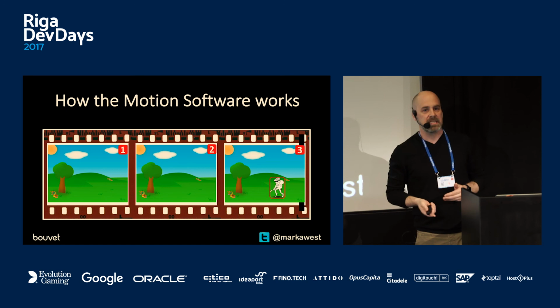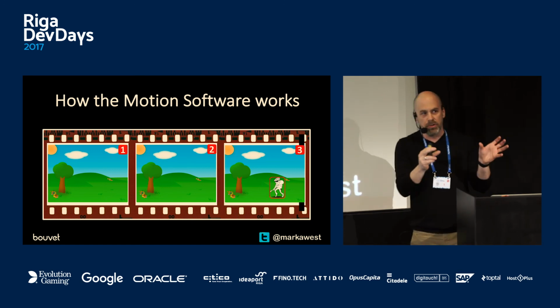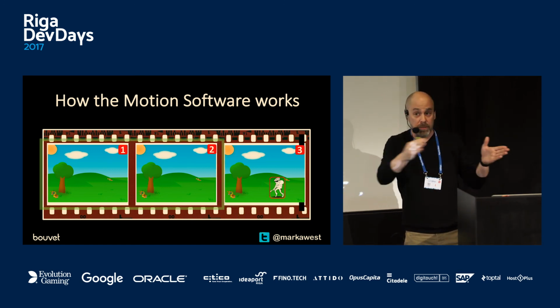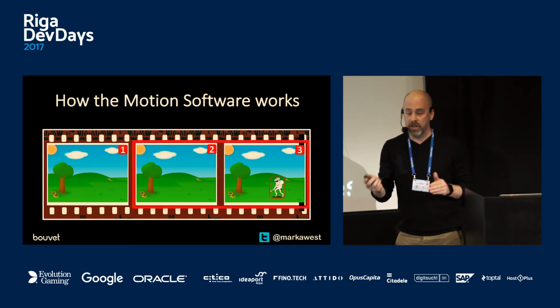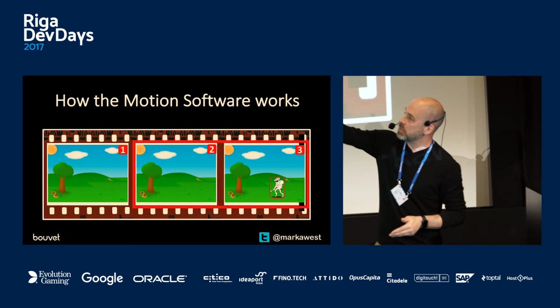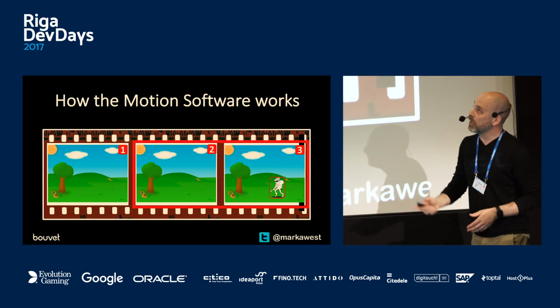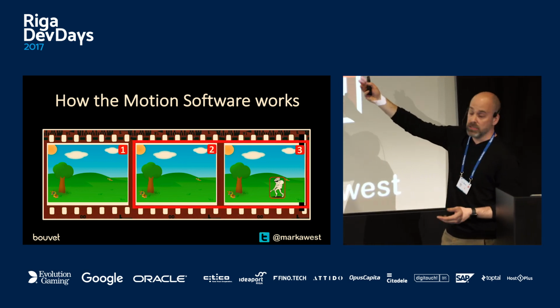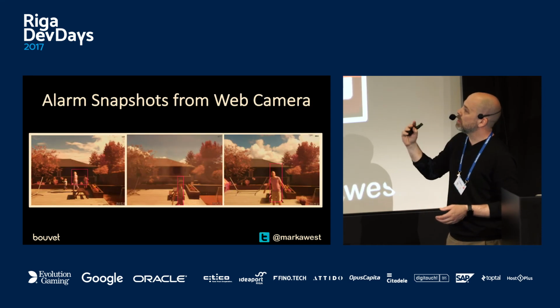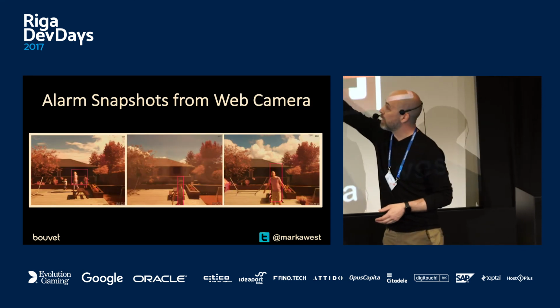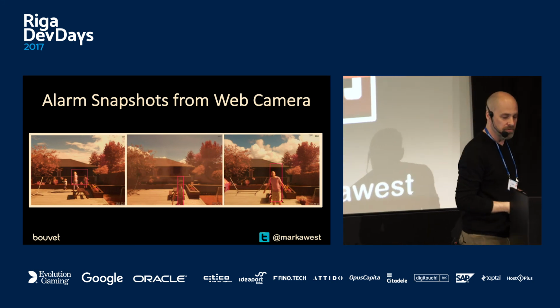Well, I've kind of hinted at it already, because what Motion is doing is monitoring all of the frames from your video, and comparing each frame to the previous one. So here you see frames 1 and 2 are exactly the same. But frames 2 and 3, there's been a change. A thief has come into my garden. In this case, an alert would be triggered, and I would get an email with that picture. So that's how Motion works.